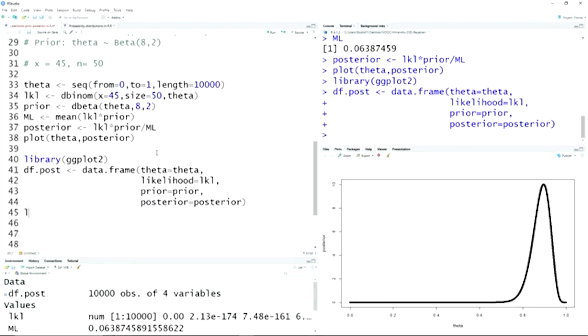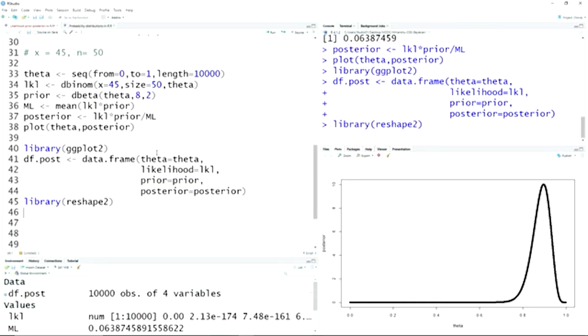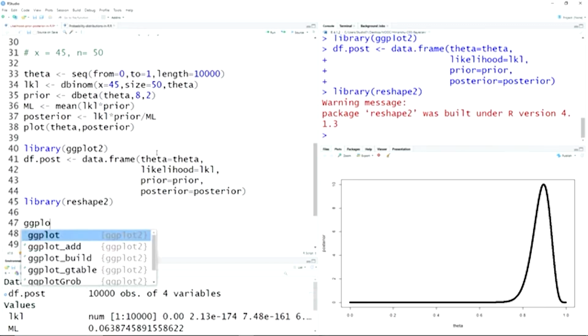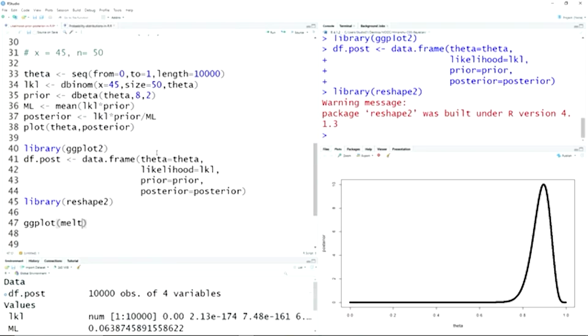You can also use library reshape to convert it into a long format. That would be actually useful in this case. Now let us plot this. So ggplot, if you want, you can already melt this. So I'm converting this data frame into a long format, where id equals theta.